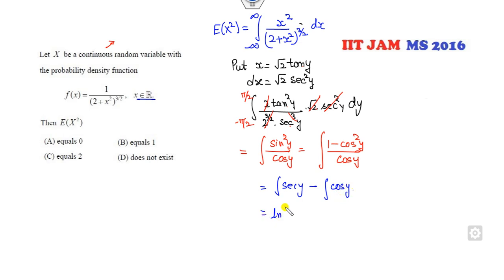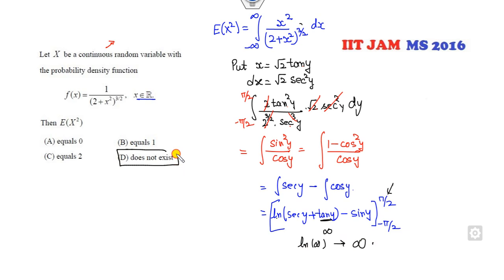What is the integration of secant y? Log of secant y plus tan y, and minus sine of y, from minus pi by 2 to plus pi by 2. Now clearly, when you substitute pi by 2, what is tan pi by 2? It's infinity, and ln of infinity is infinity. So that means the answer, does not exist, is the right answer of this problem, because sin pi by 2 is 1, minus sin of minus pi by 2 is again 1, but tan of infinity is not defined. So you can see D is the correct answer of this problem.